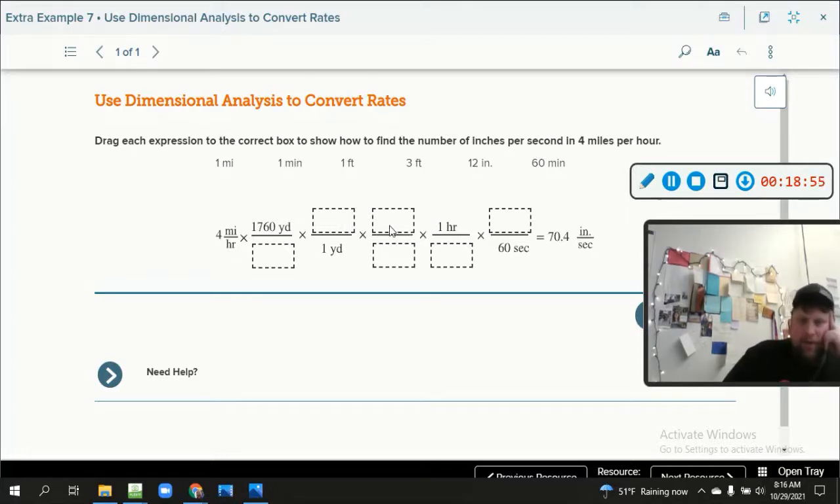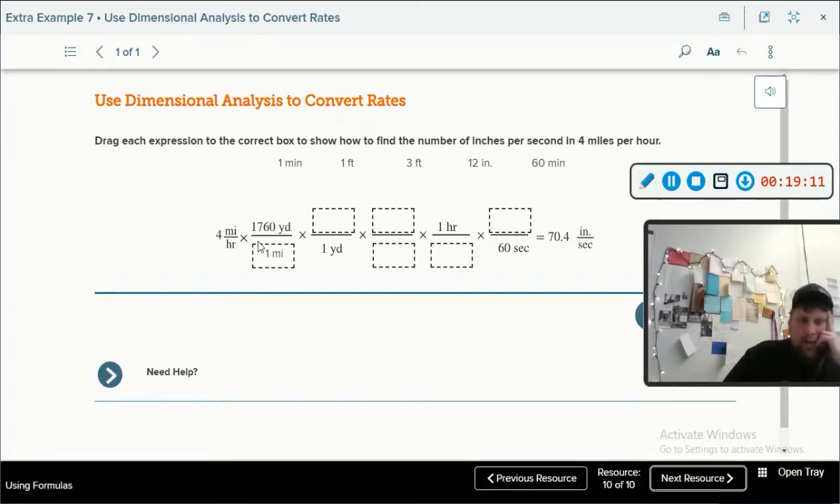So first things first, I want to change my miles into inches. To do that, I'm going to take miles. Miles is 1,760 yards over 1 mile, because miles is what I want to get rid of, right? And then I now want to get rid of my yards. So I'm going to cancel out yards. What can I change yards to? Well, I know that there's 3 feet in 1 yard. Last thing, I want to get rid of my feet. What do I know? There's 12 inches in 1 foot, because I'm ultimately trying to get to inches.